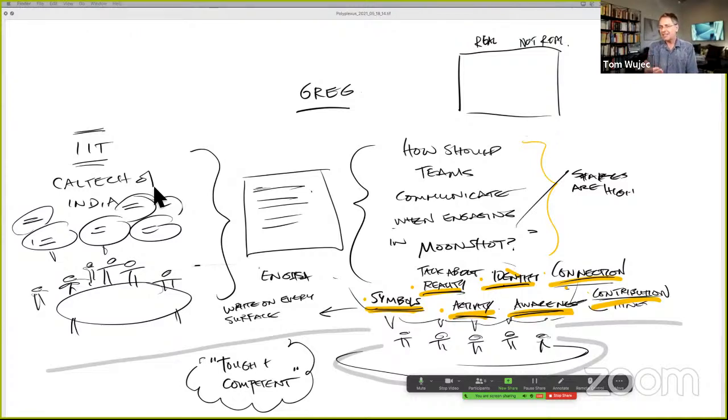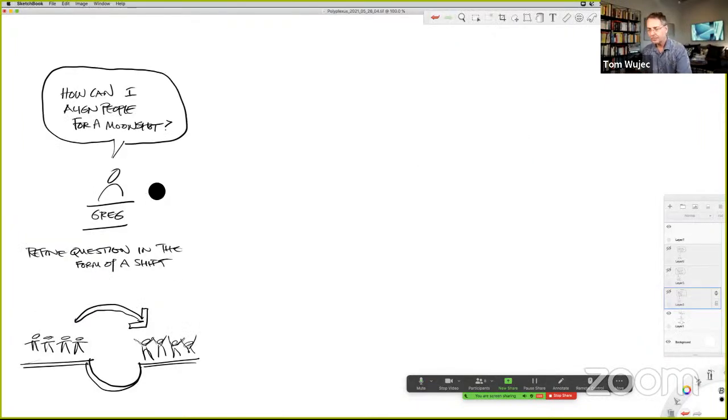Oh, by the way, isn't this interesting? Without the diagram, I don't think I would have remembered what you mentioned. And now here we have a diagram of the 1, 2, 3, 4, 5, 6, 7 elements that you thought would be really critical in how teams should communicate when engaging in moonshot programs where the stakes are high, and the research that you did included the following. You'll have a chance to talk a little bit more about symbols, reality, activity. And I did some sketches afterwards, which I'll share later, about what that might look like.